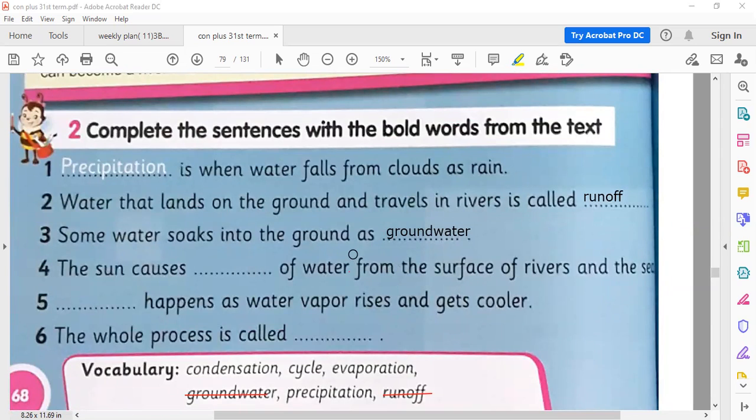Repeat after me, students. Evaporation. Everyone repeat. Evaporation. Last 10 minutes and the class is done.